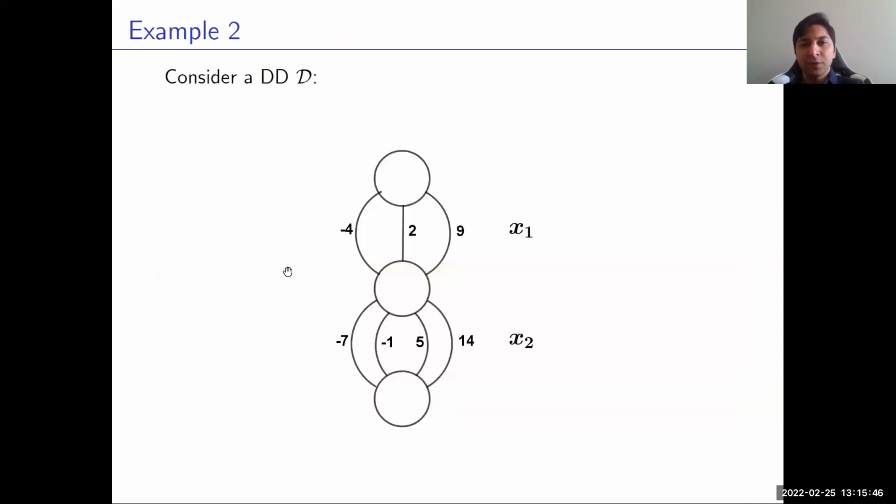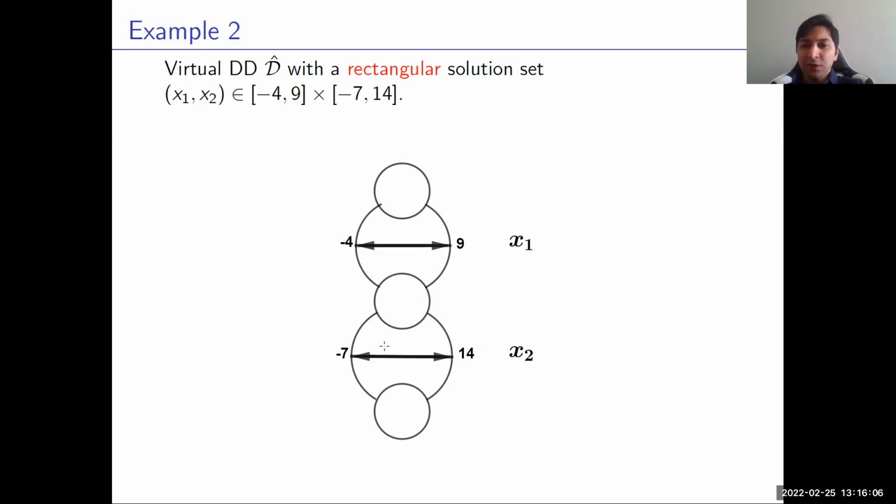So to illustrate this, consider this decision diagram D. We have two arc layers corresponding to variables x1 and x2. At the top layer, we have three parallel arcs with different label values, and at the bottom layer, we have four parallel arcs. Now we can build D bar by removing the middle arcs, and we can build D hat by including infinitely many arcs in the middle that will span the continuous interval between the minimum and the maximum label values. So in other words, the solution set of this decision diagram corresponds to a hyperrectangle with x1 between -4 and 9 and x2 between -7 and 14.